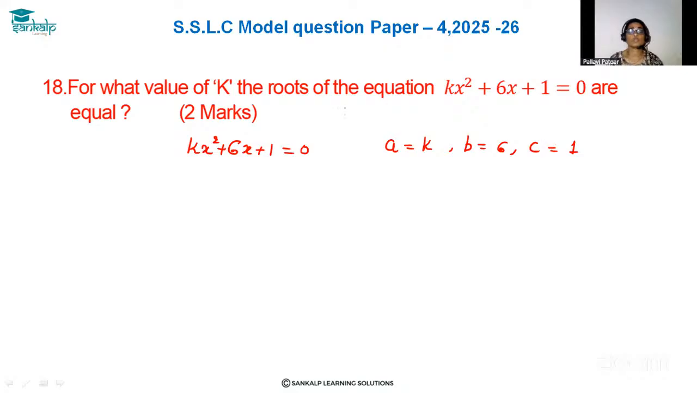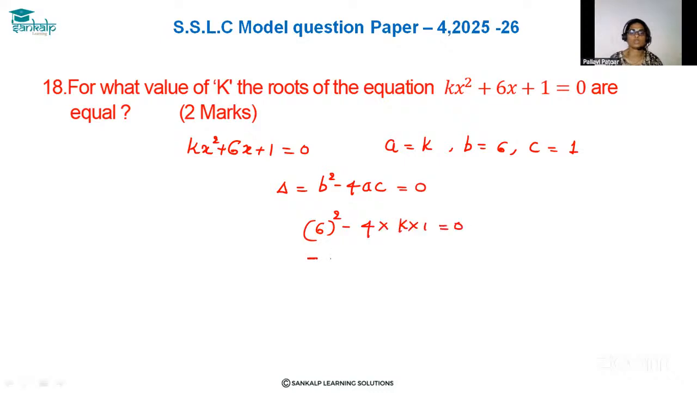Here we use the condition for a quadratic equation to have equal roots. The discriminant must be 0. The discriminant is given by delta is equal to b square minus 4ac. So b square minus 4ac is equal to 0, since the roots are equal. Substitute the values: 6 square minus 4 into k into 1 is equal to 0.